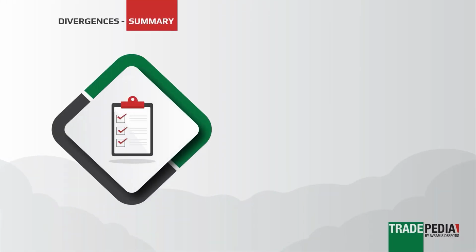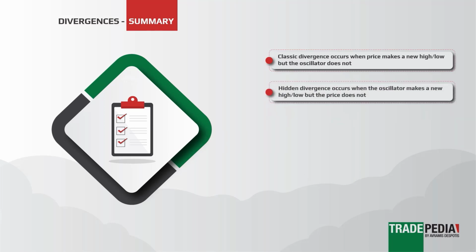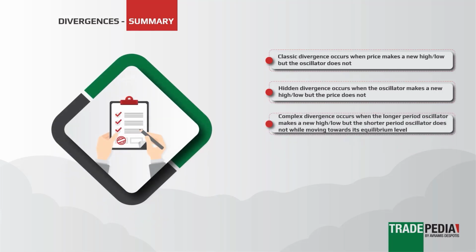Let's summarize the various types of divergences. Classic divergence occurs when price makes a new high-low, but the oscillator does not. Hidden divergence occurs when the oscillator makes a new high-low, but the price does not. Complex divergence occurs when the longer period oscillator makes a new high-low, but the shorter period oscillator does not, while moving towards its equilibrium level.